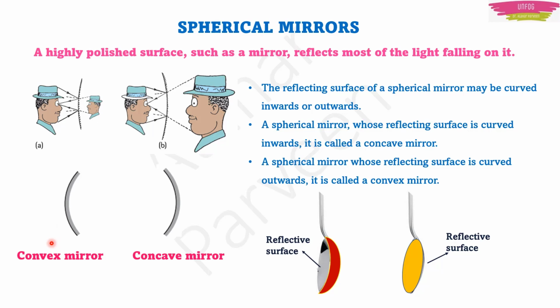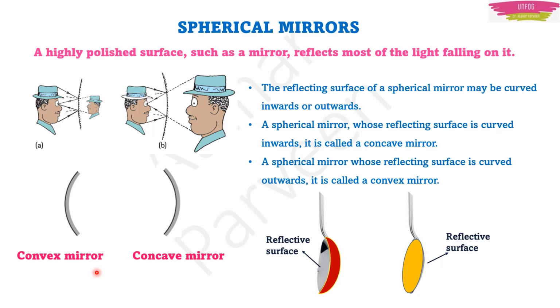Similarly, in a convex mirror, the reflective surface is outside. Here the image formed is smaller than that of the object. The word we use is diminished. Smaller means diminished. Bigger means we use the word enlarged. Sometimes we also use the word highly enlarged.